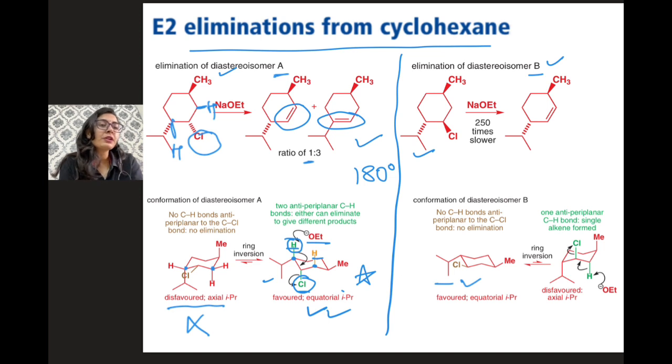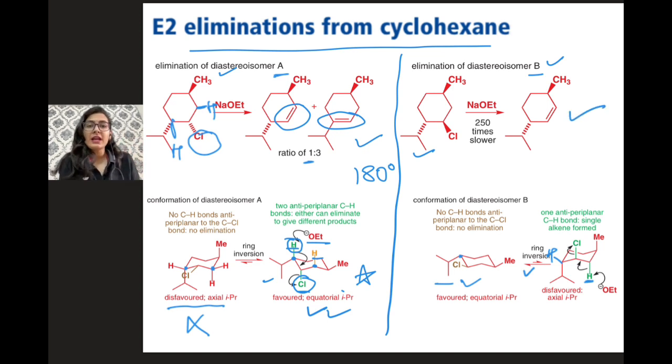So, we have to do the ring inversion, we have to do the ring inversion here, and then you see that this isopropyl group goes below the plane and it goes axial. That's why it is less favored, because it is having the 1,3 diaxial interaction over here. Okay, but fine, chlorine is still above and axial, so we got the chlorine axial. We got only one hydrogen. This is only one hydrogen which is anti-periplanar to the Cl. The other hydrogen goes equatorial. So only one possibility of the alkene formation, no other isomer possible.